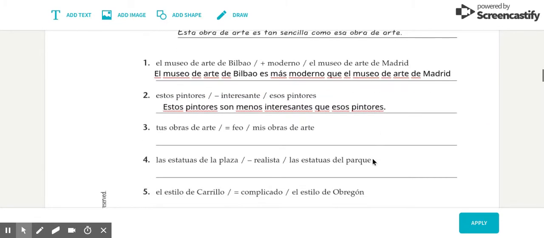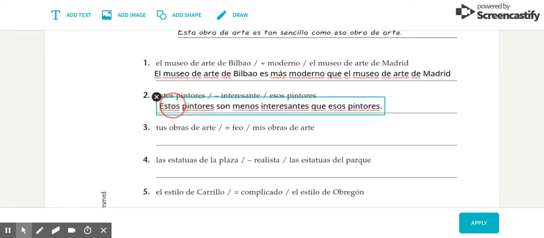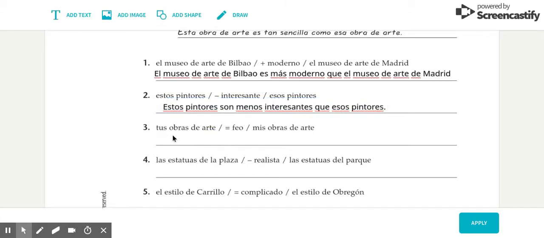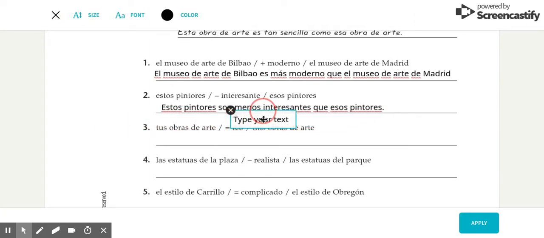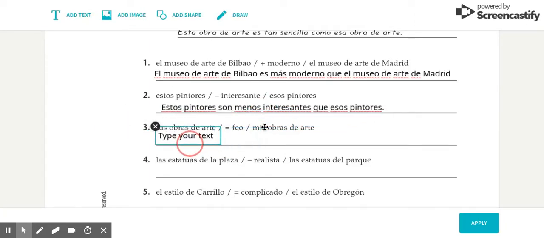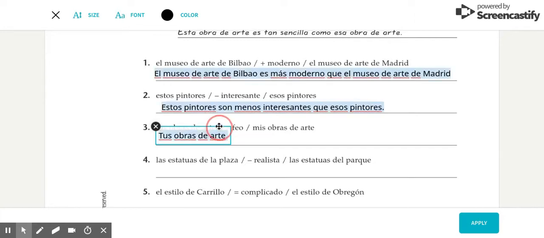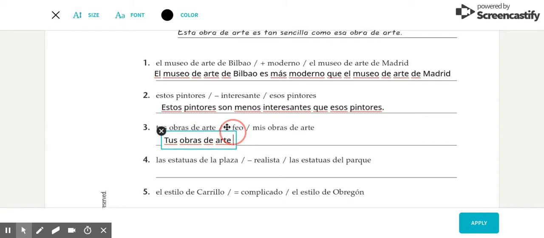Now, let's do one more just to see the differences between masculine and feminine, because number 3 gives us a feminine plural. So that's going to be good to show as an example. So let's look at that. Tus obras de arte, your artwork. Now it's plural. Tus obras de arte. And we're going to say that they're just as ugly as mine.